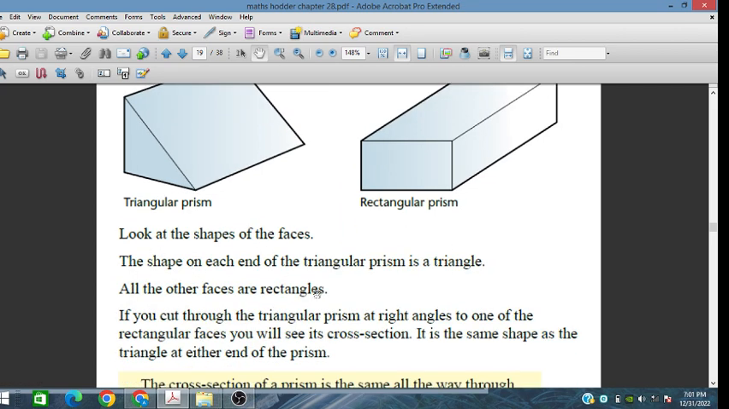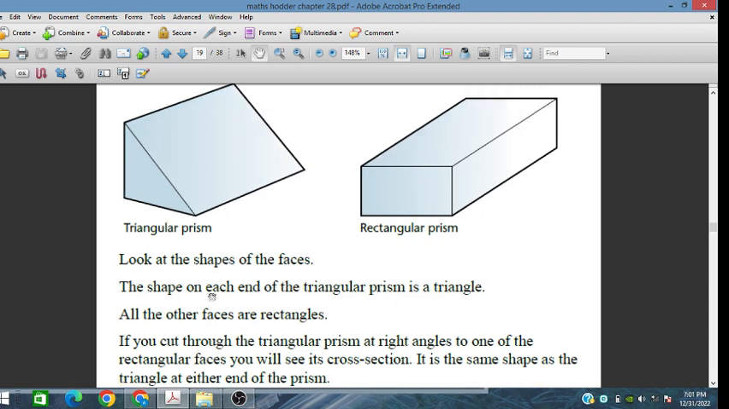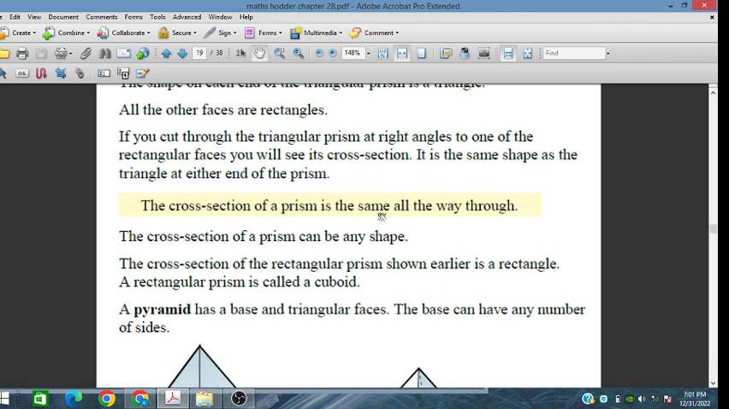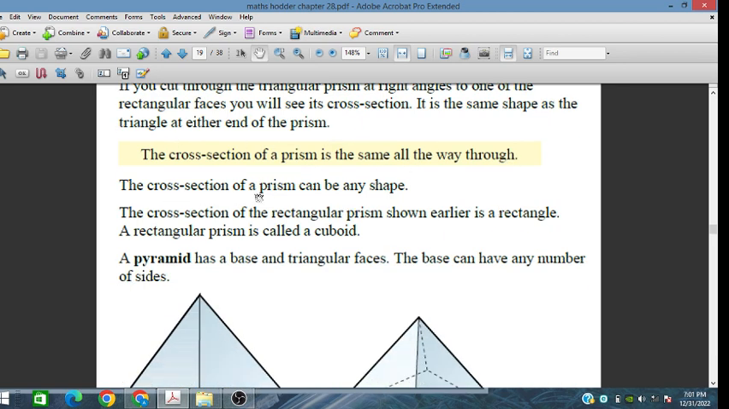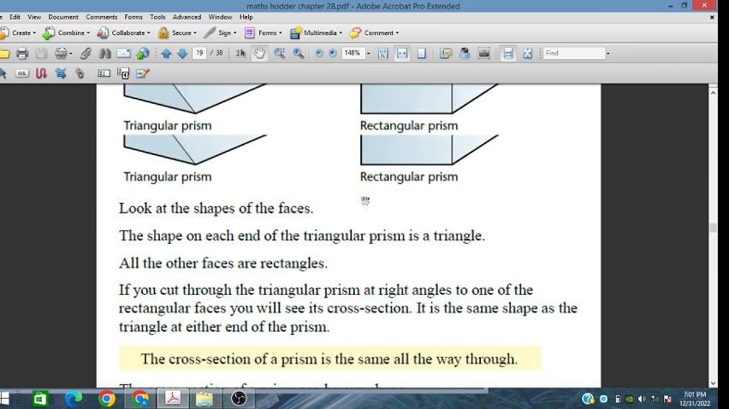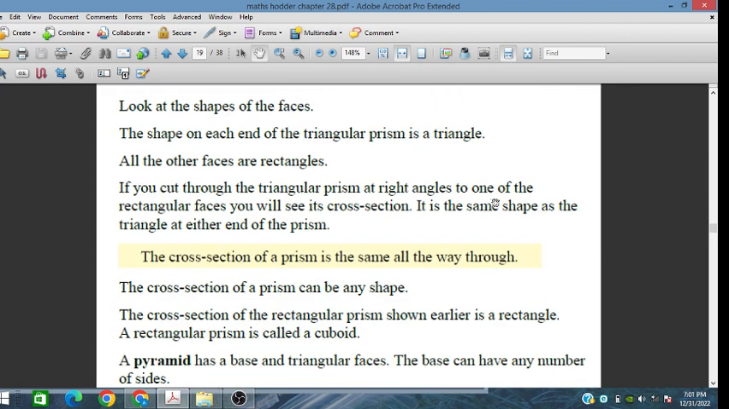Look at the shape of the face. The shape on each end of the triangular prism is a triangle. So this is a triangle, and on the other side we have another triangle, and there are three rectangles. The cross section of the prism is the same all the way along. The cross section of a prism can be any shape. A rectangular prism is called a cuboid. So this is also a cuboid.